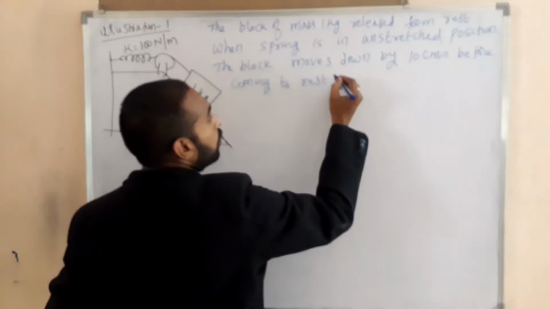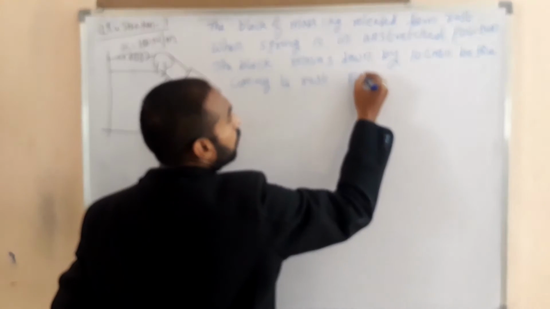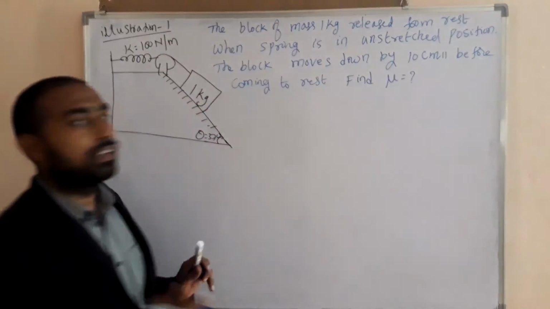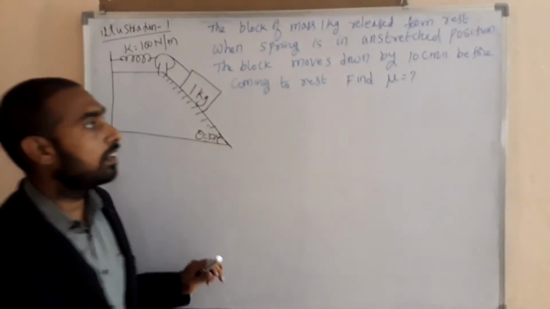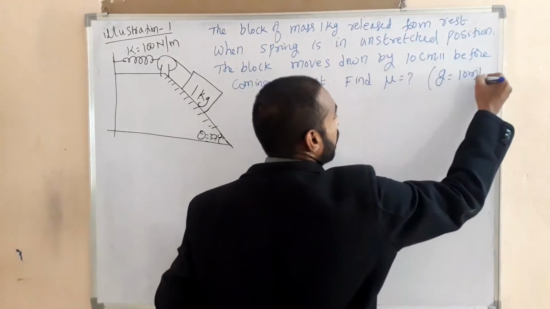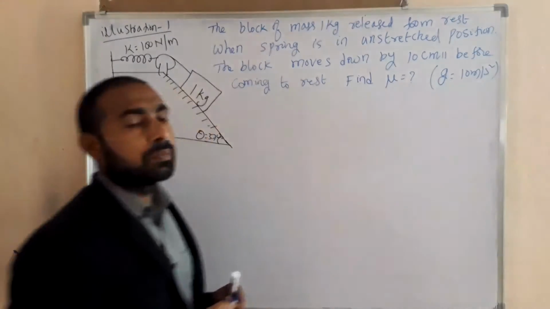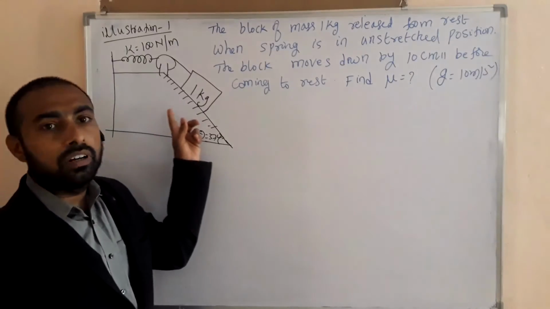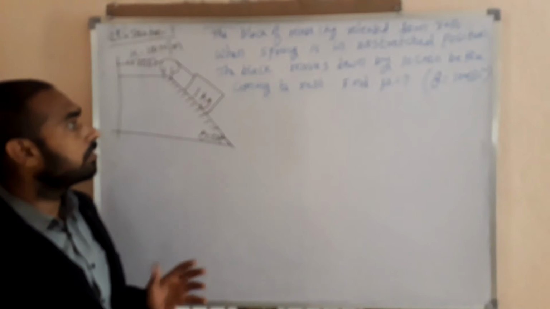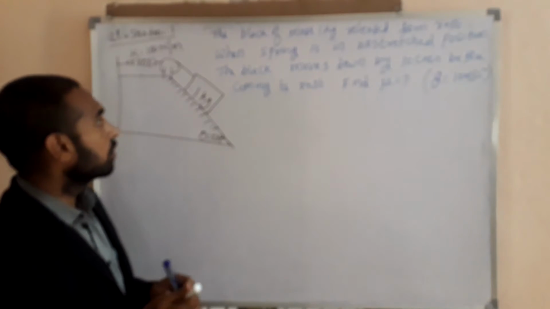And what we need to find out? Find the coefficient of friction between the block and the inclined plane, and g value is given as 10 meter per second square. They are saying the spring is inextensible, massless, and the pulley is frictionless. This is the information they have given in the question.